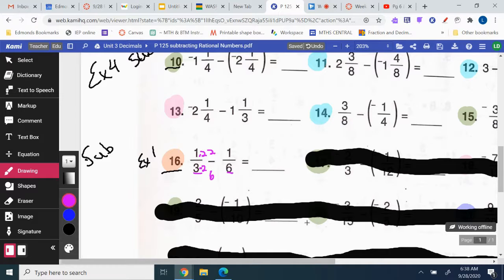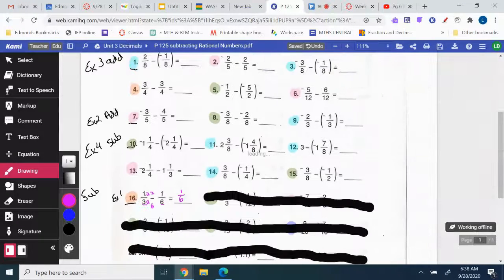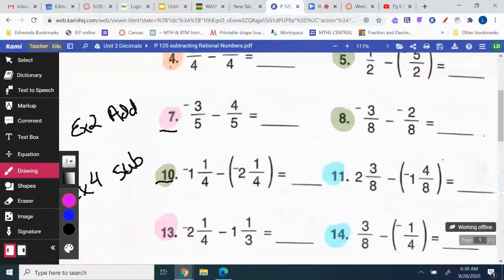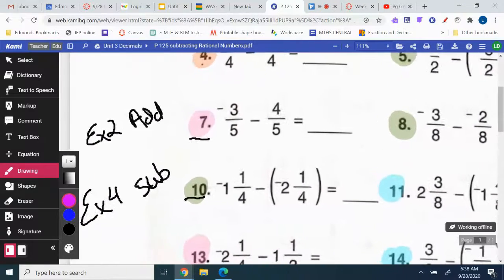So I know that 2 minus 1 is 1. And I leave my denominator the same. And they want us to put this in lowest terms. And I know that if my top number is a 1, it is in lowest terms. So you only have one other orange problem because this is something that we did last year, and that's number 4.